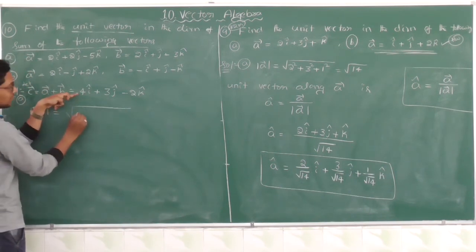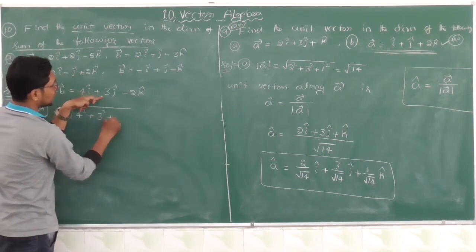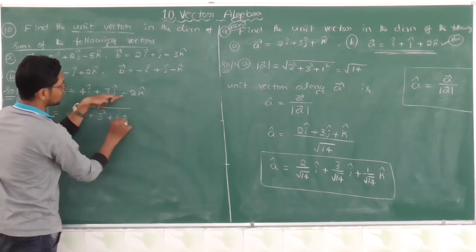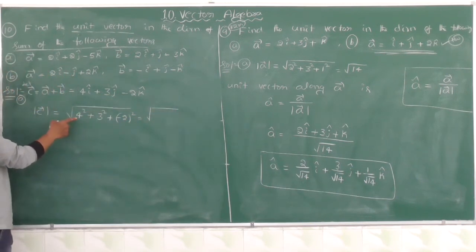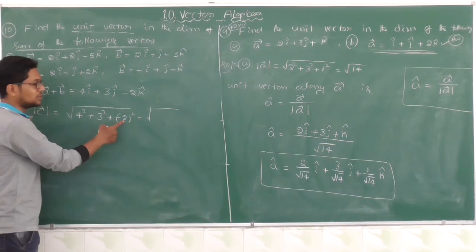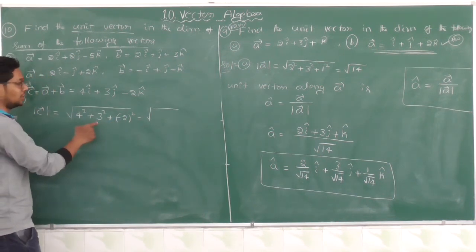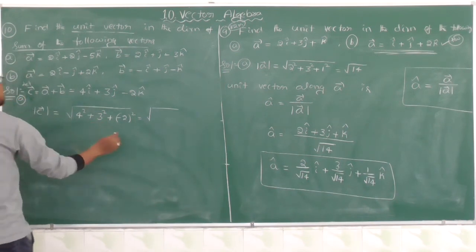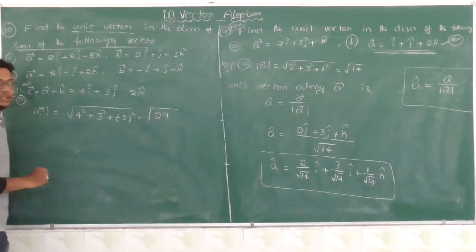of i component squared, 4 squared, plus j component squared, 3 squared, plus k component, minus 2, whole squared. That equals the square root of 4 squared, which is 16, plus minus 2 whole squared, 4, that is 20. Then 3 squared is 9, that is 29. If you simplify this, we get the square root of 29.